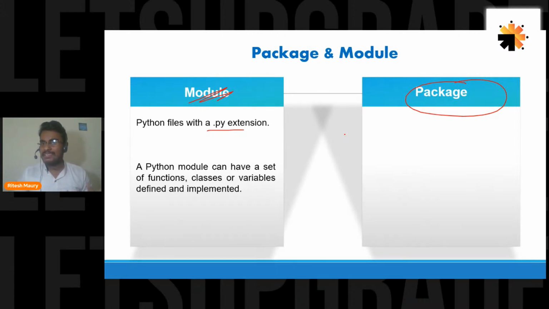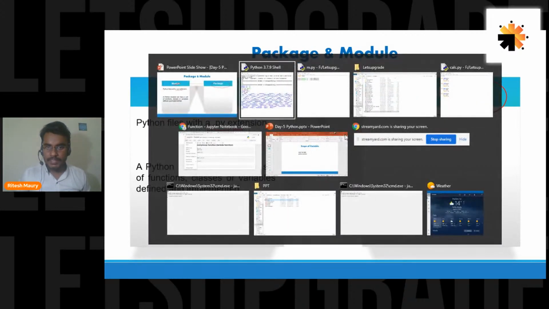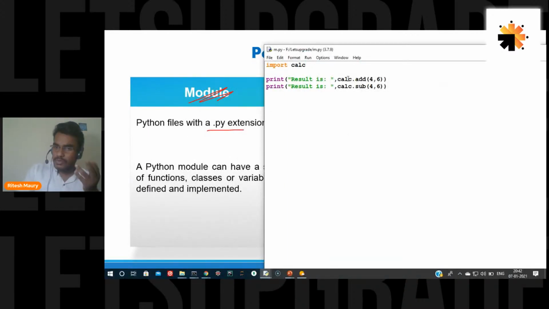Even package is not a different concept. A package is just a collection of modules. That's it. Sometimes we get confused, like in this file, we know that calc has different methods: add, subtract, multiplication and division. The question is how to find out how many methods are available in calc, right? How to find it out?